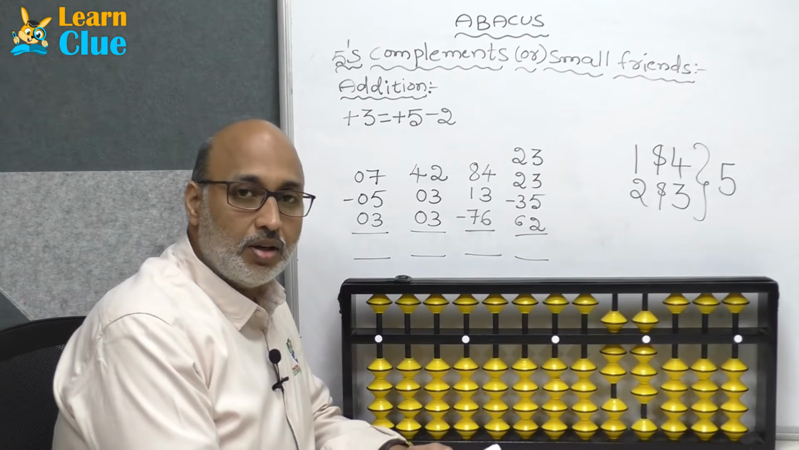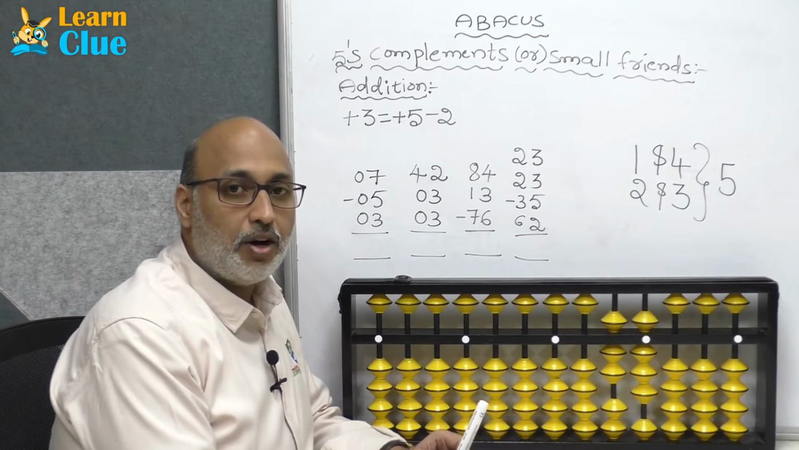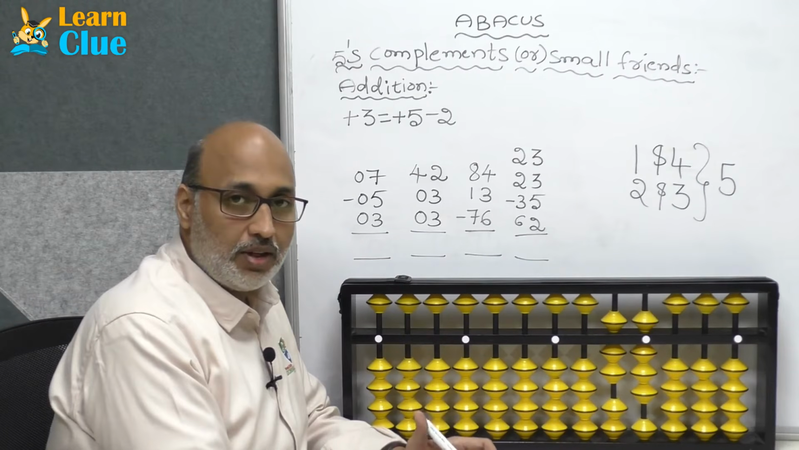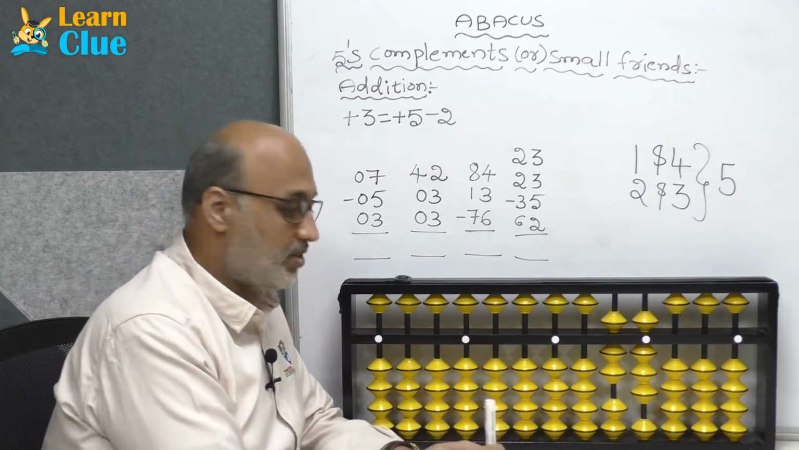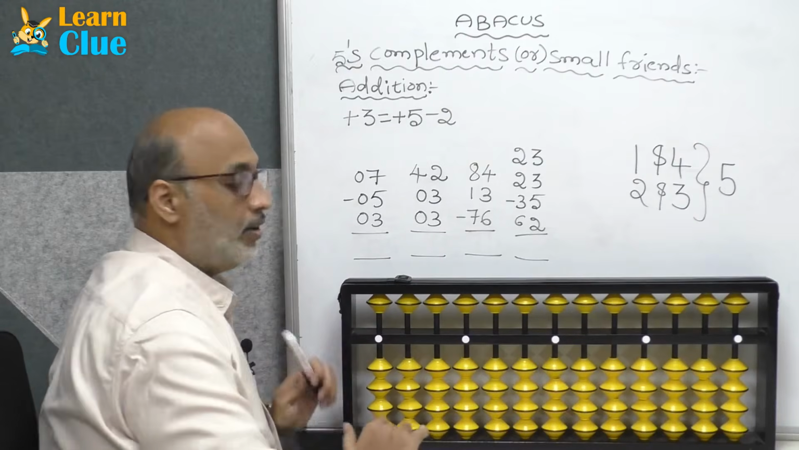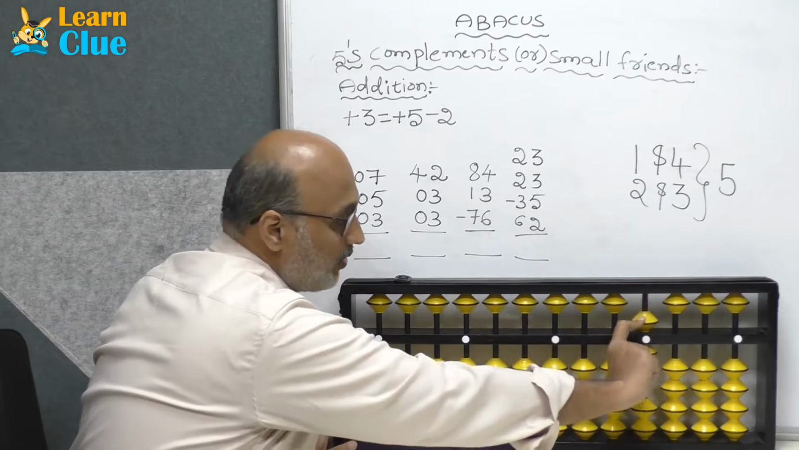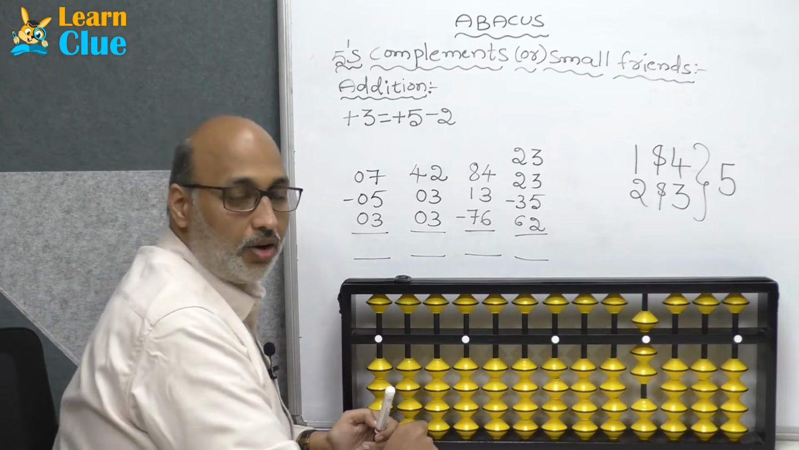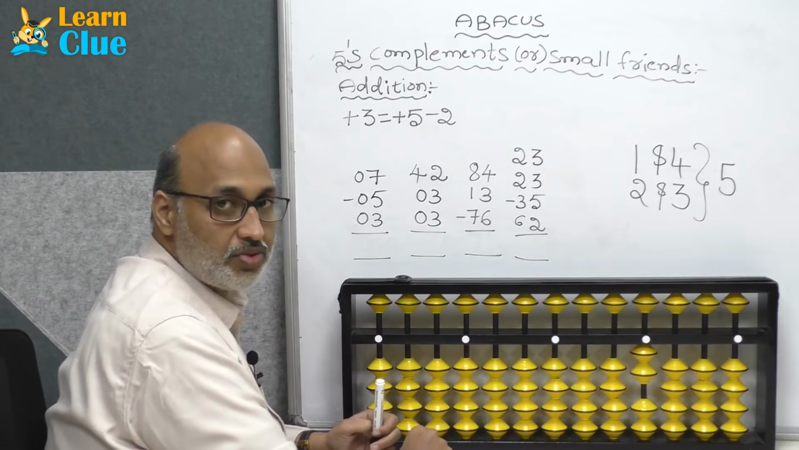Hi students. Now we are going to learn the plus 3 technique in 5's complements addition. Here are some examples. Now we will finish by applying the technique of plus 3. First of all, which number is there? 7. You have to take 7. Now they are asking minus 5. Which we can easily do, minus 5.